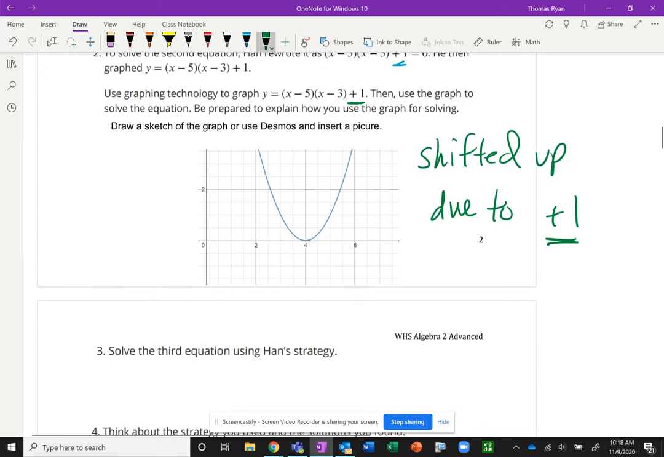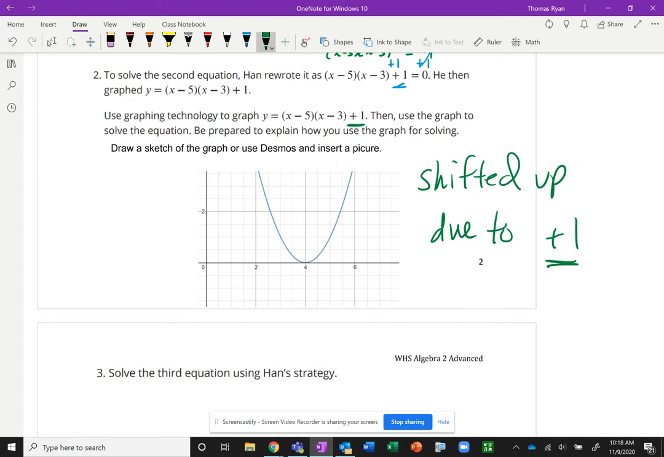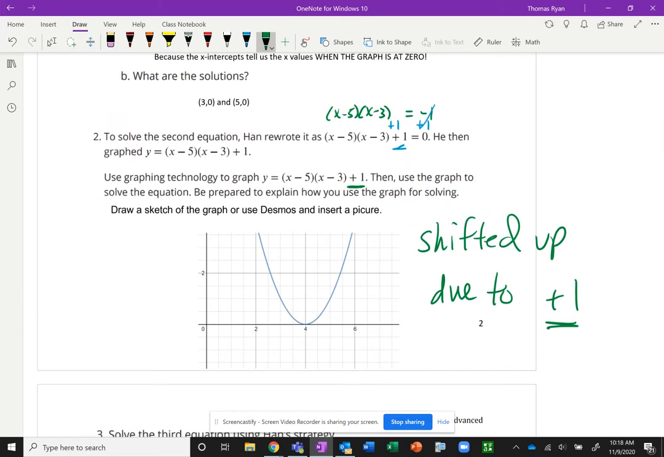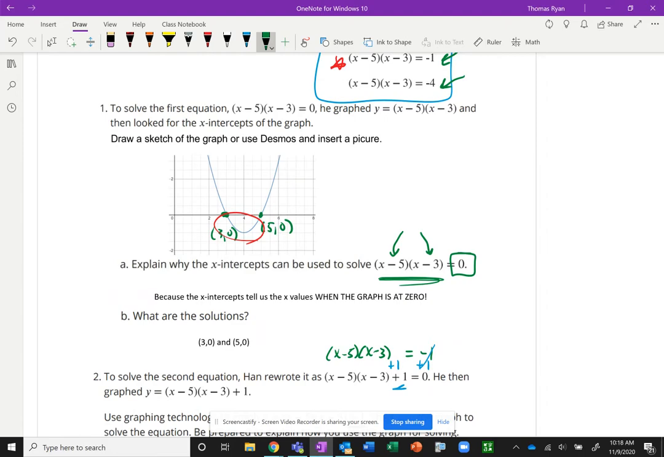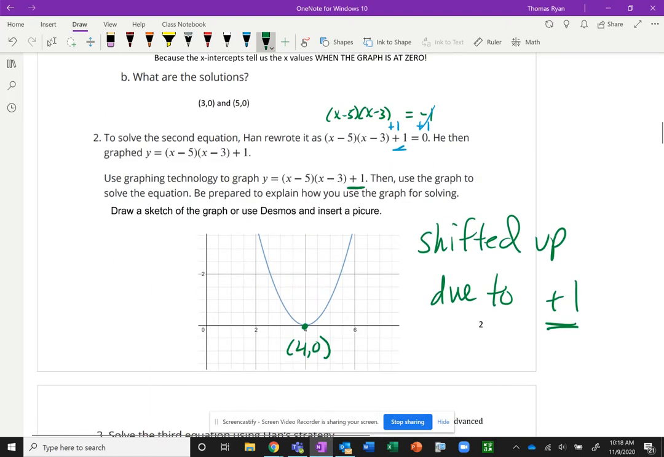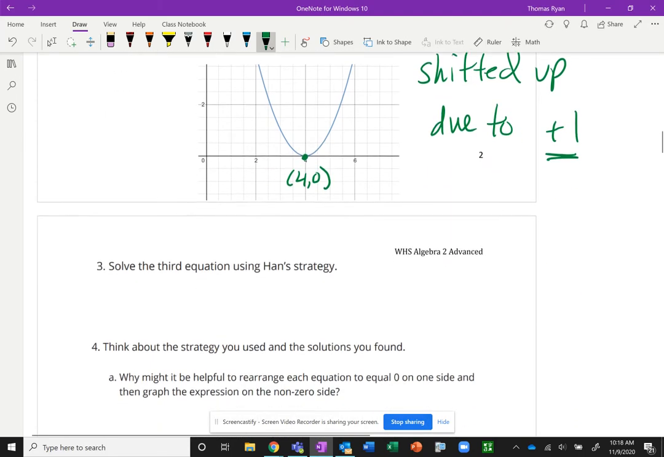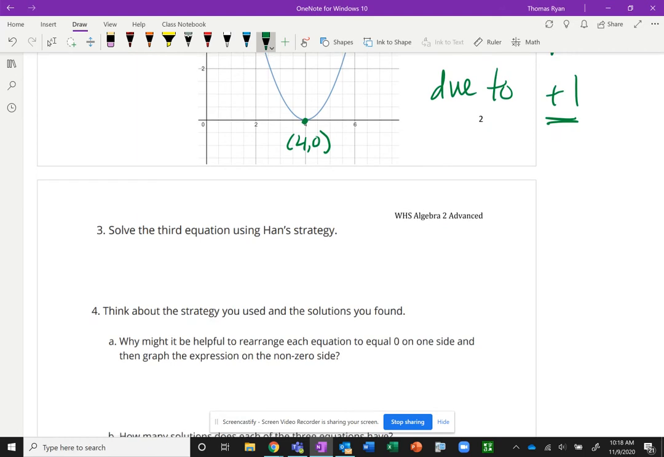So now we look and see, and it says use the graph to solve the equation. Well, guess what, guys? We're asking ourselves, when is the parabola equal to 0? Which means, when is the parabola touching the x-axis? Where are the x-intercepts? And in this case, we have one solution at (4, 0), because it was shifted up a little bit. Here we had 2. Here we had 1.